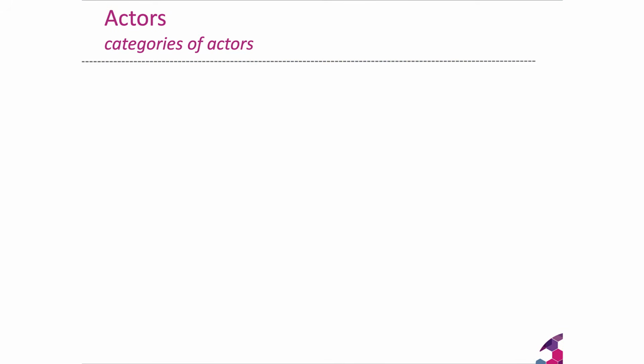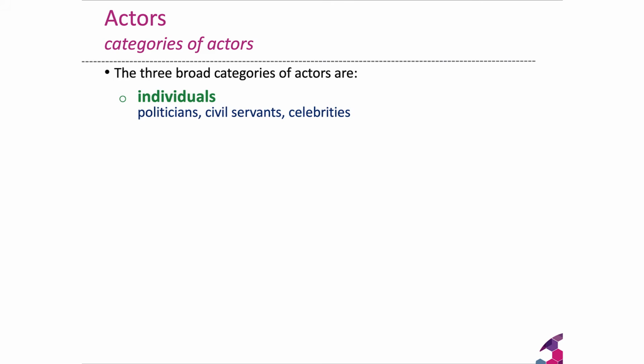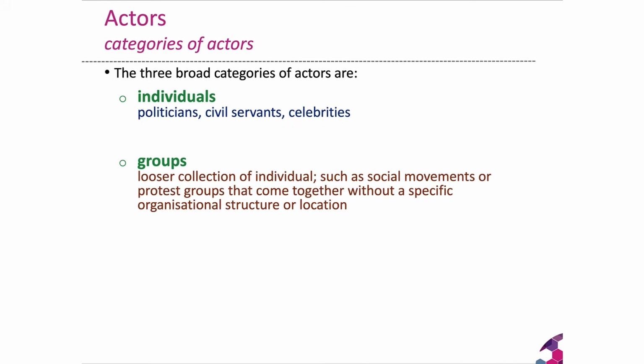Actors can also be categorised and analysed and put into three different groups. Individuals: politicians, civil servants, celebrities like Jamie Oliver, who made a real big push for improving school dinners for children. Groups, who are loose collections of individuals. They're not organisations, such as social movements like Black Lives Matter when it first started, or a protest group that comes together for a specific issue.